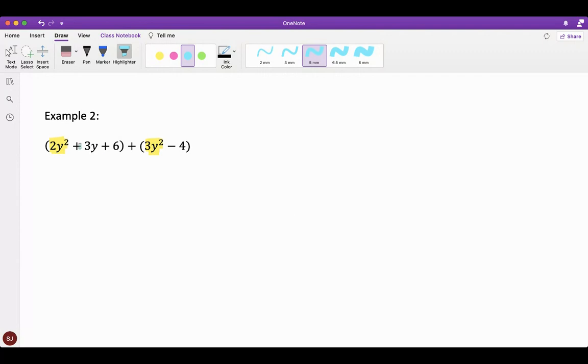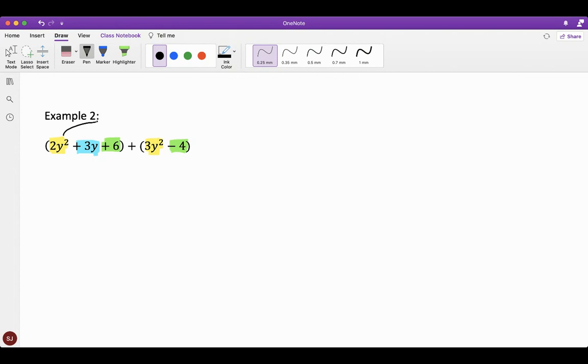The second term is plus 3y. Do we have a 3y here, or I mean, just a y? No. So if it doesn't have a like term, you just leave it alone. And then lastly, what's our third term? The constant, 6. And on the other side, we have the negative 4. So those two are like terms. Let's go ahead and combine them.